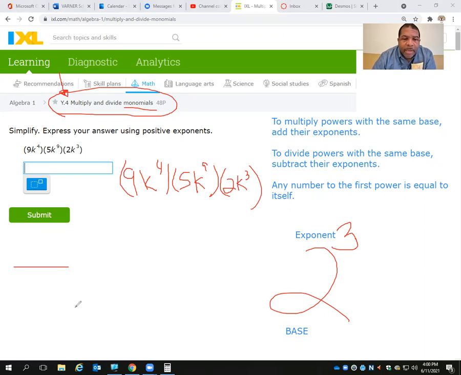All right, let's look at our Ks. I'm going to put them in the parking lot. 4 plus 9 plus 3, because they all have the same base. 4 plus 9 is 13. 13 plus 3 is 16. So I know it's going to be K to the 16th power.